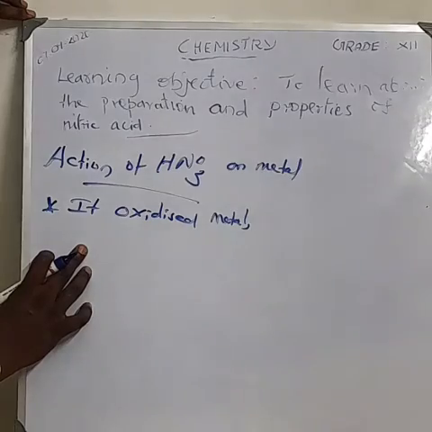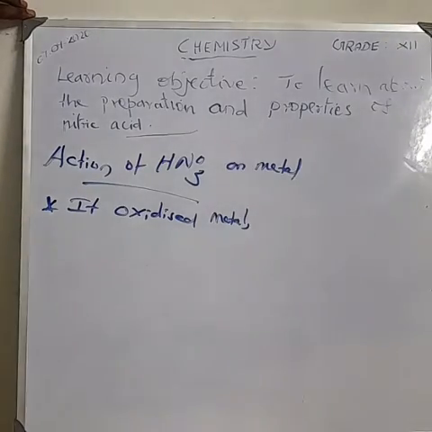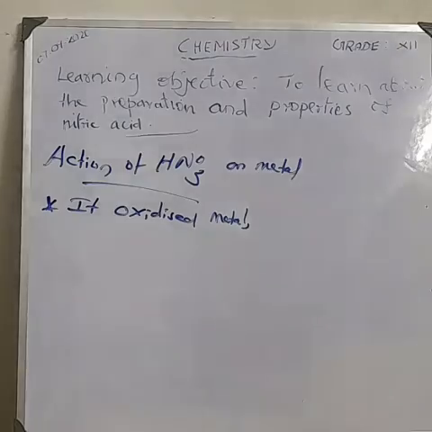are rendered passive with concentrated acid due to the formation of their oxide on the metal surface, which prevents the nitric acid from reacting with the metal. The metals that are covered this way are aluminum, iron, nickel, chromium, etc. Okay, that is one of the behaviors of nitric acid.